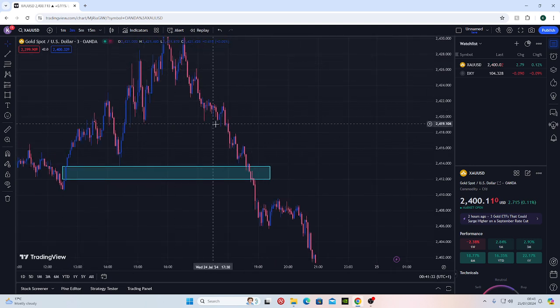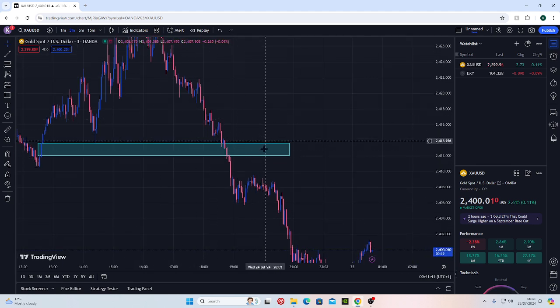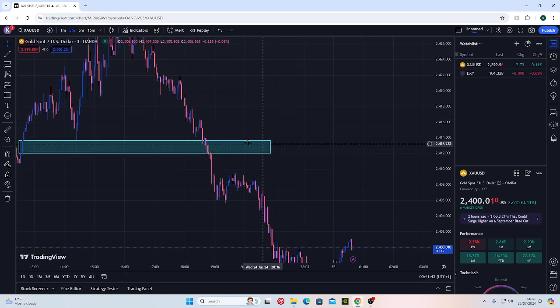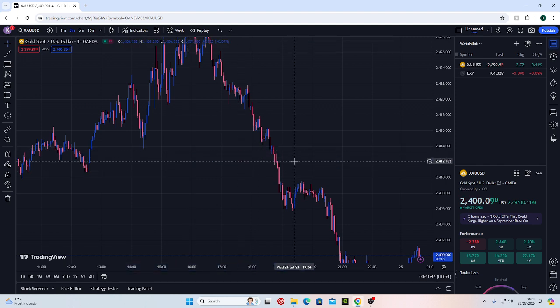Now what you're waiting for is price to come back into it. Now as we can see, price came back into it, but price didn't retest it afterwards, so we disregard it now because price has filled it.